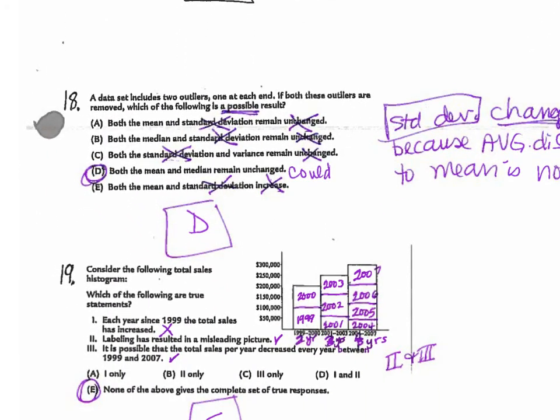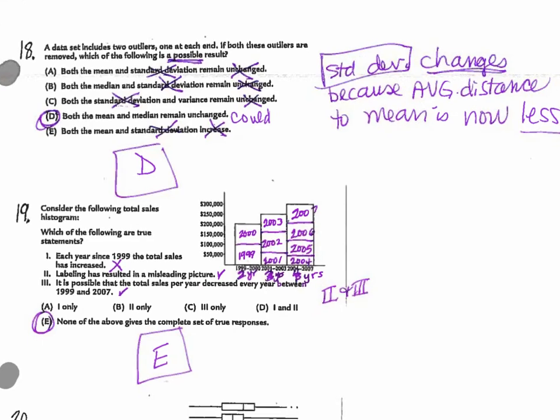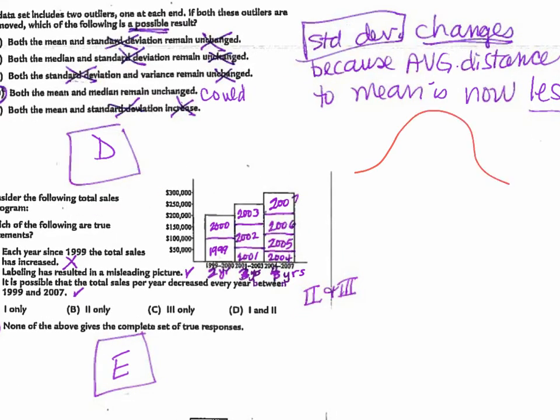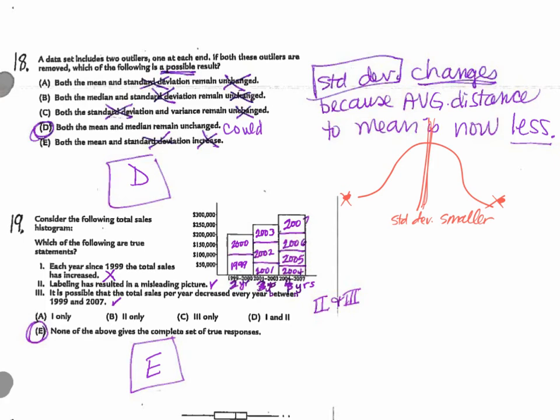18 is D. Okay, because if you've got yourself some data and then you've got an outlier down here and an outlier up here, okay? I mean, taking away those outliers is going to make that standard deviation get less for sure. So taking away these outliers will definitely make standard deviation smaller. So that pretty much knocks out all answer choices except for D. And D is a possible answer if this is the mean.